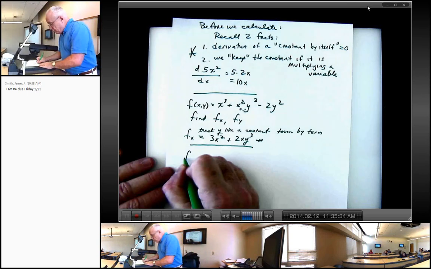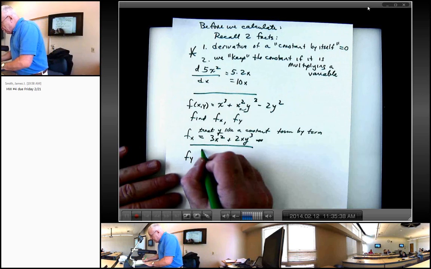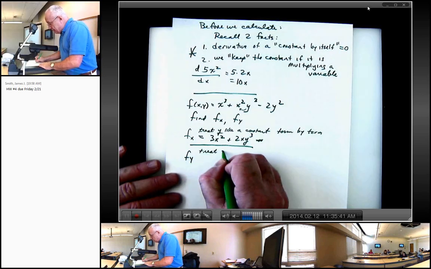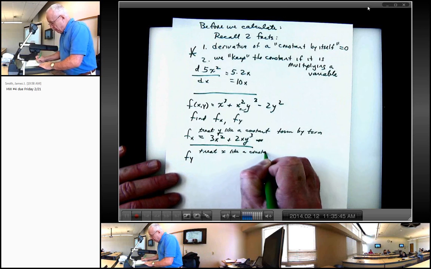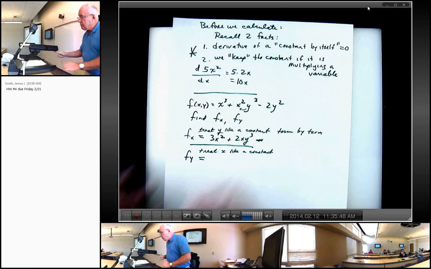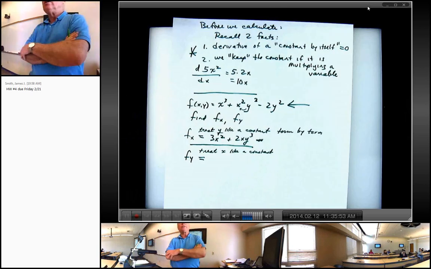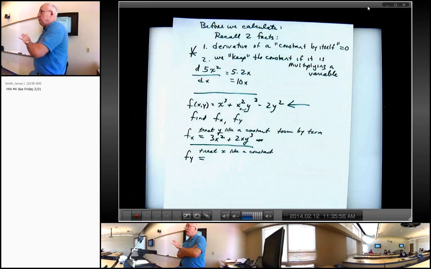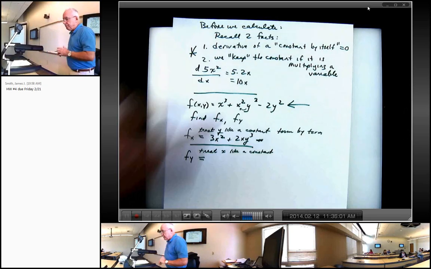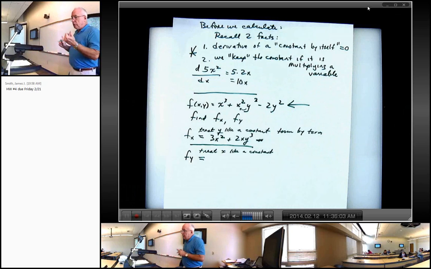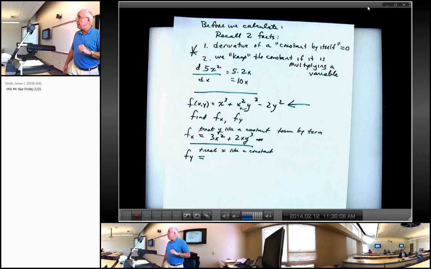Now let's go and do the fy. Now with fy, it's reversed, and I'm going to write it down here, we treat x like a constant. All right. So here, this is where we're starting. This is what we're working with. So x is a constant. So that first term becomes what? 0. It just disappears to 0. So let's go to the second term. Now we're doing the derivative with respect to y, but we have an x squared multiplying.